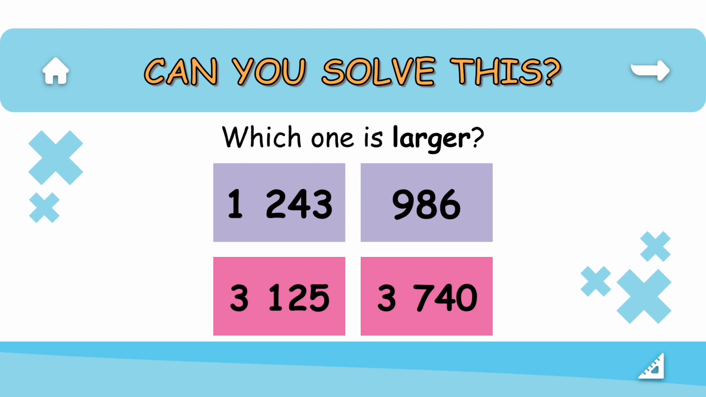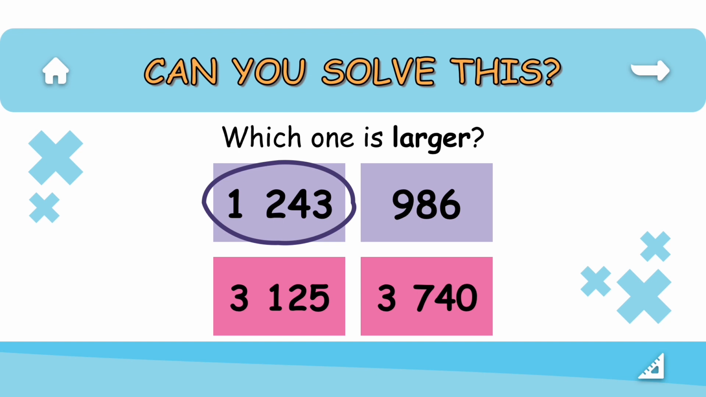Based on the numbers given below, which one is larger? Let's look at the first pair, which is 1243 with 986. For these two numbers, directly we can see the first number is made up of 4 digits and the second number is made up of only 3 digits. So, the more digits, the larger the number. Basically, 1243 is larger than 986.